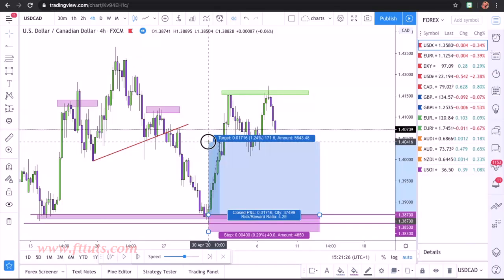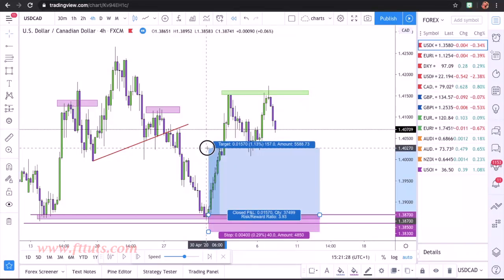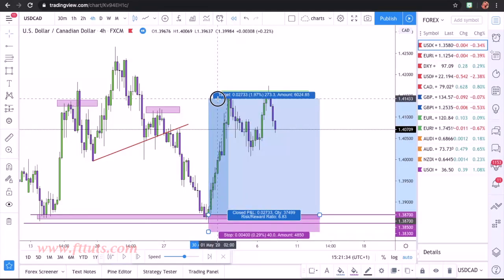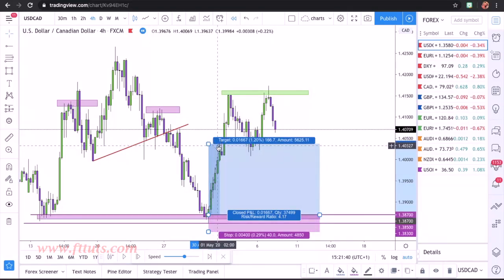Okay? So even with your target here, it's around 157 pips. So that's almost a 1-to-4. That's still really good. But if you extended it here, that would be 273 and almost a 1-to-7. So your targets are totally up to you and how many pips you want to catch, but you just have to watch and see how the market is trending.